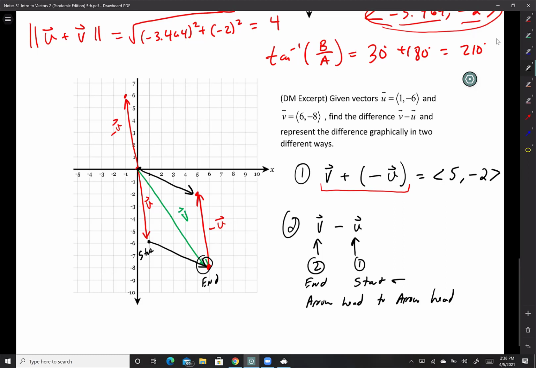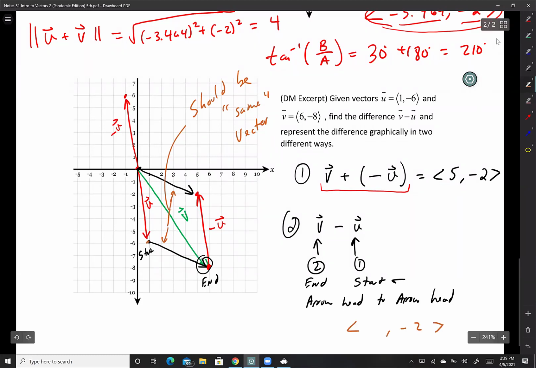That vector should be the same vector. We'll see. That and that, those two should be the same. Remember, vector just means direction and magnitude. So sure enough, look where I start, look where I end. I go down 2. That's the y value, -2. And then I go to the right 5. Oh, okay. And I get the same answer. Do you see how we did it, guys?